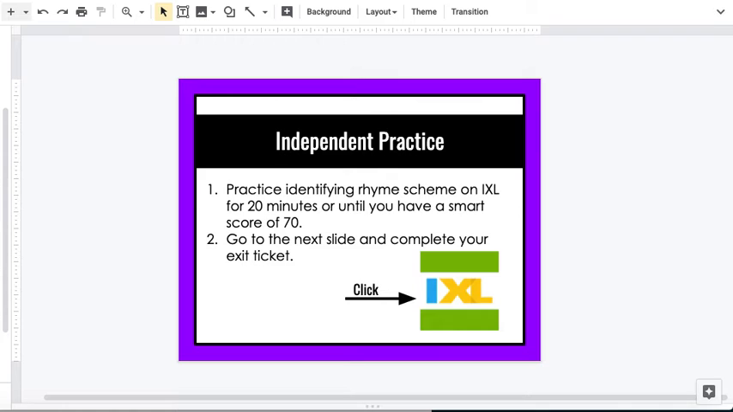Now it's your turn to do some independent practice. Practice identifying rhyme scheme on IXL for 20 minutes or until you have a SMART score of 70. Once you've done that, come back to this slideshow and go to the next slide to do your exit ticket.